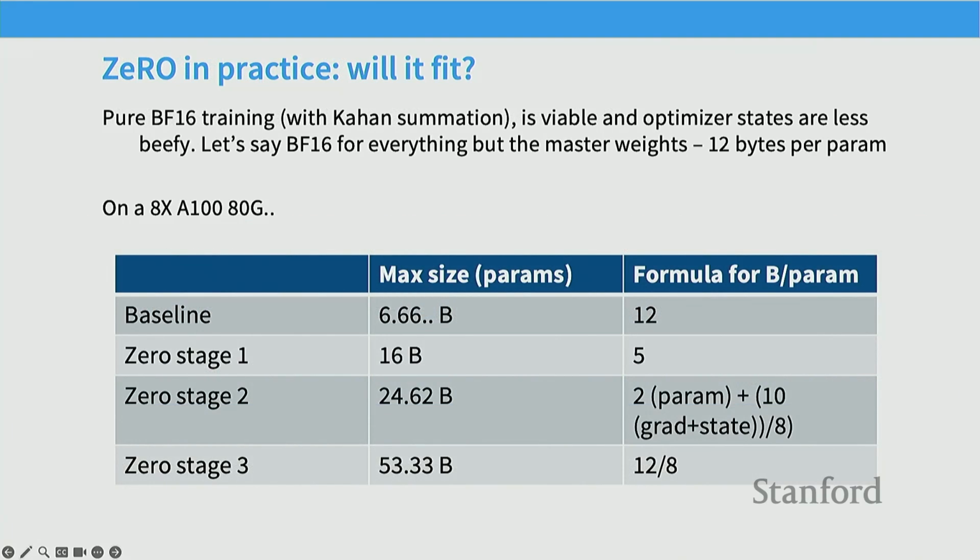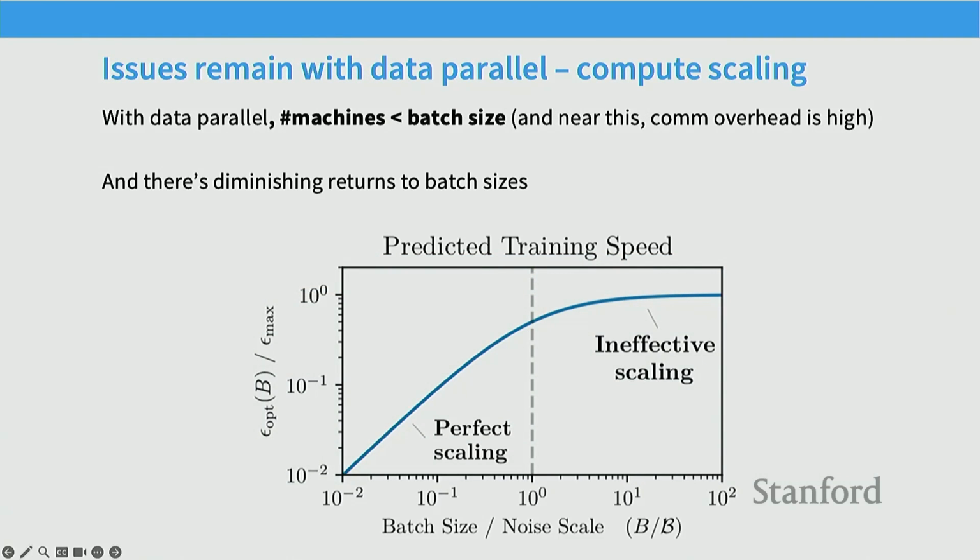And so, here are some examples. I worked out some examples because I'm always running out of memory on my GPUs. And you can see the maximum size of the model that I can fit on an 8 times A100 80 gig node. For the baseline, I can barely fit a 6 billion parameter model. Whereas if I use ZeRO stage 3, I'm able to fit something like a 50 billion parameter model. There are big savings in my ability to fit larger and larger models by doing things like FSDP to cleverly save on memory.